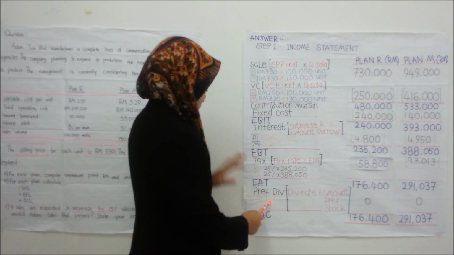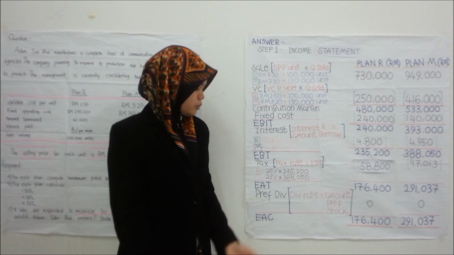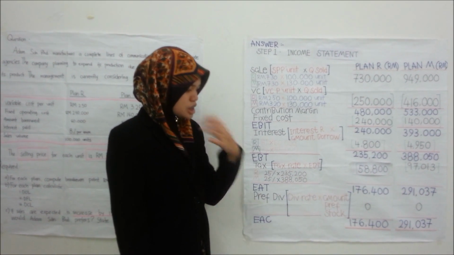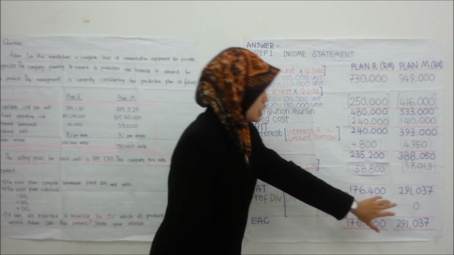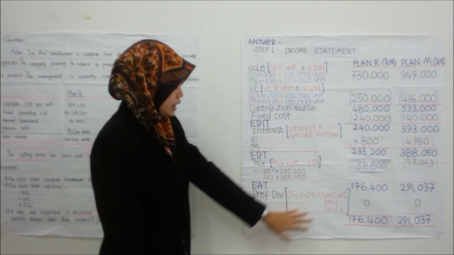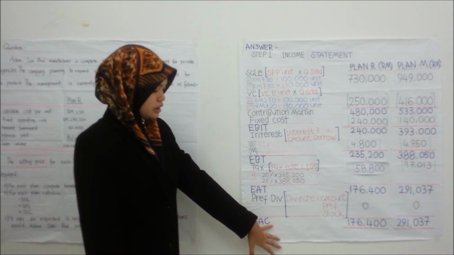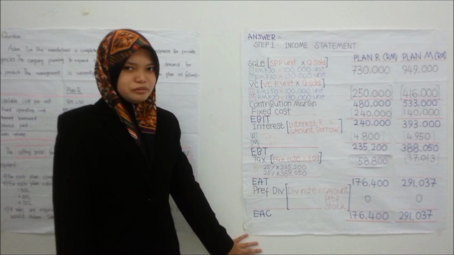For this situation, they don't give you the preferred dividend, so you just assume the preferred dividend is zero. And after you minus the zero, you get the EAC, which is earnings available for common stock. That's all.